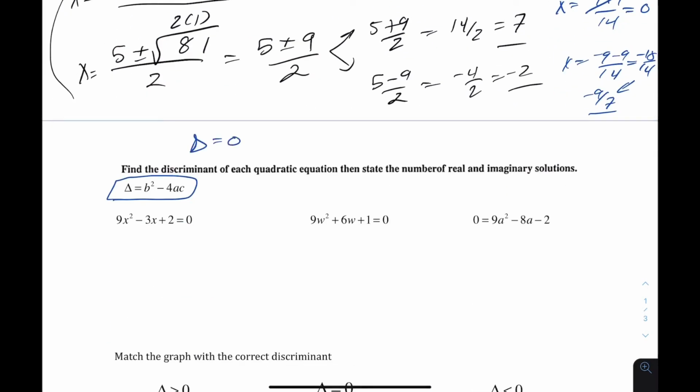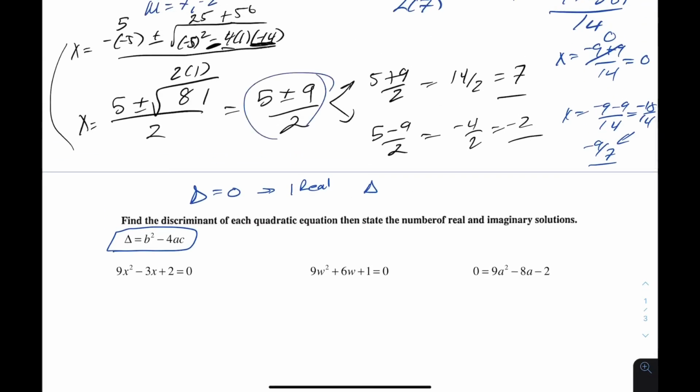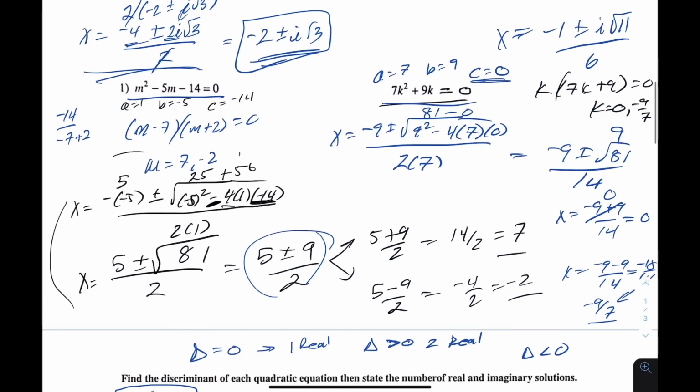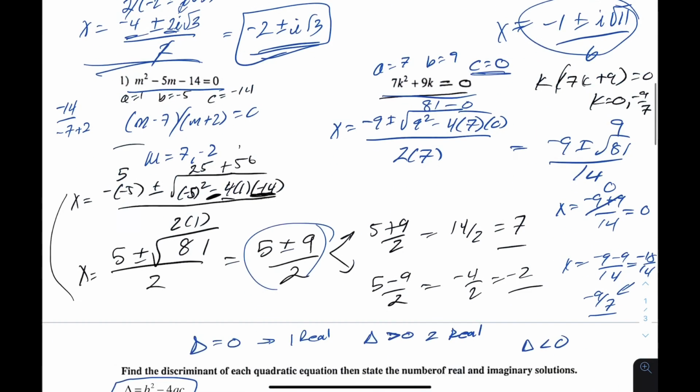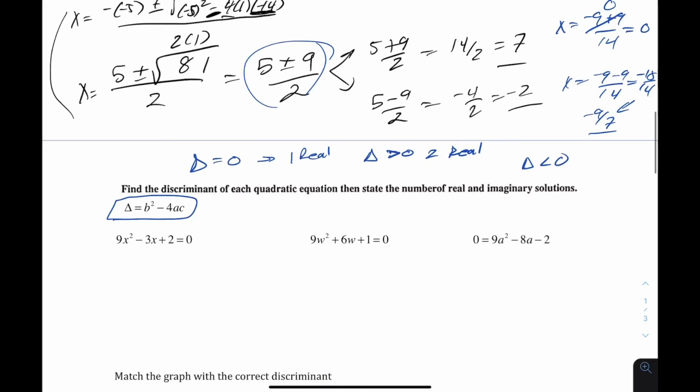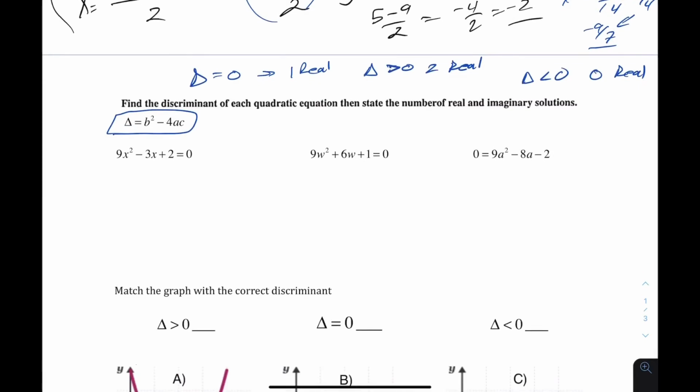So that lets you know, hey, if I take the square root of that, and the discriminant equals 0, I'm only going to get one real solution. If it's positive, I get a plus and minus like here, so I get 2 real solutions. So if it's greater than 0, it's positive, 2 real. And if the thing underneath the radical is negative, well, then you get an i, right? So it means no real solutions, also known as 2 imaginary. So that's all we have to do here. Just see how many real solutions we have.